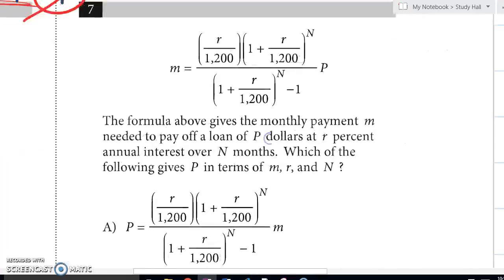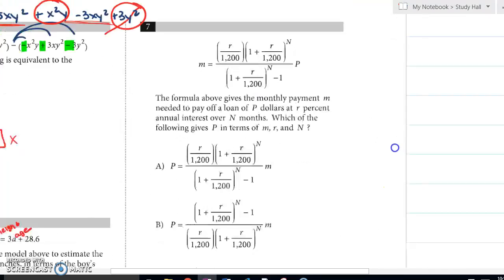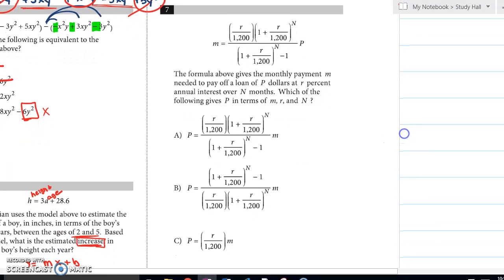All right, number 7. Number 7 is a great problem. So it looks obviously very confusing, right? It doesn't look simple whatsoever. It's actually one of the craziest equations I've ever seen, but the operation is actually very, very easy, and there's no math required here, which is crazy.